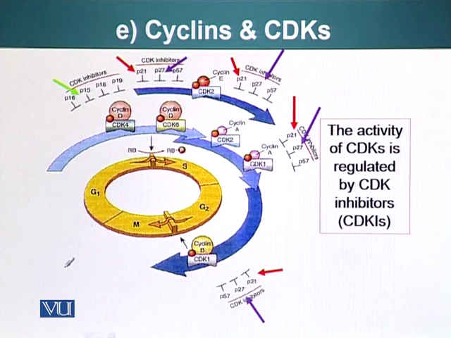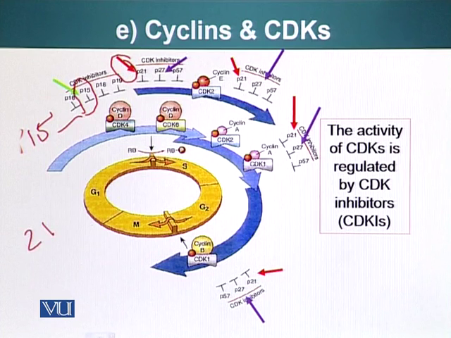However, I would like to mention one of these proteins is P15, which I have marked with the green arrow. P15 can inhibit the function of cyclin D and CDK4. The other important protein which I have marked with red arrows is P21. We will talk about P21 later on. So the red arrows are pointing towards P21. P21 can inhibit the cell cycle at different stages. As you can see, P21 can inhibit at this stage, and also at this stage.